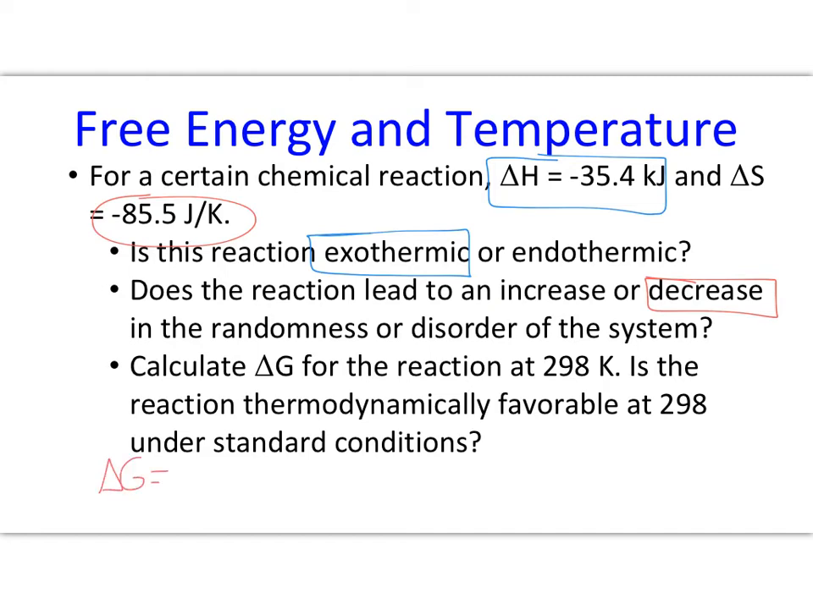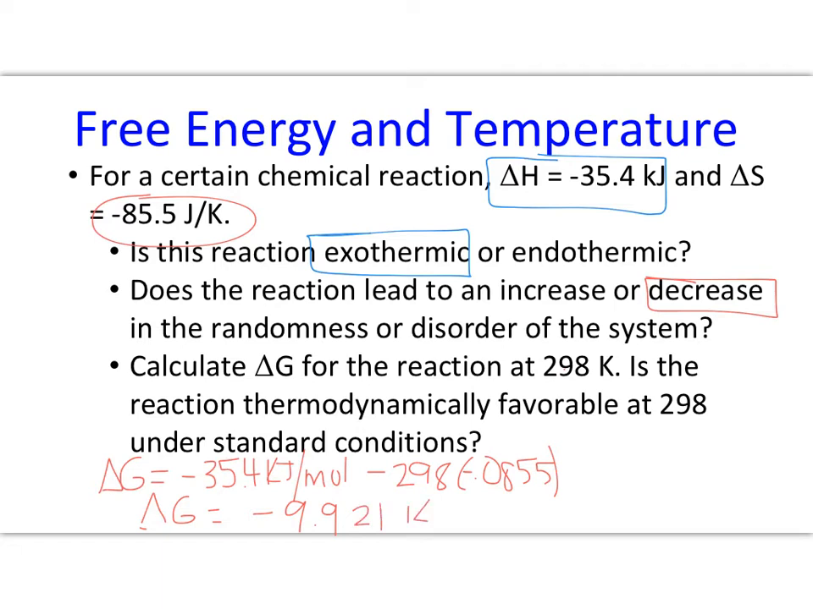So if we set this up, we are going to plug in our delta H value. And then remember, we need to change our delta S value into kilojoules, so we have to divide that by 1,000. So it ends up being negative 0.0855. And when we solve for delta G, we end up with a value of negative 9.921, and units are kilojoules per mole.